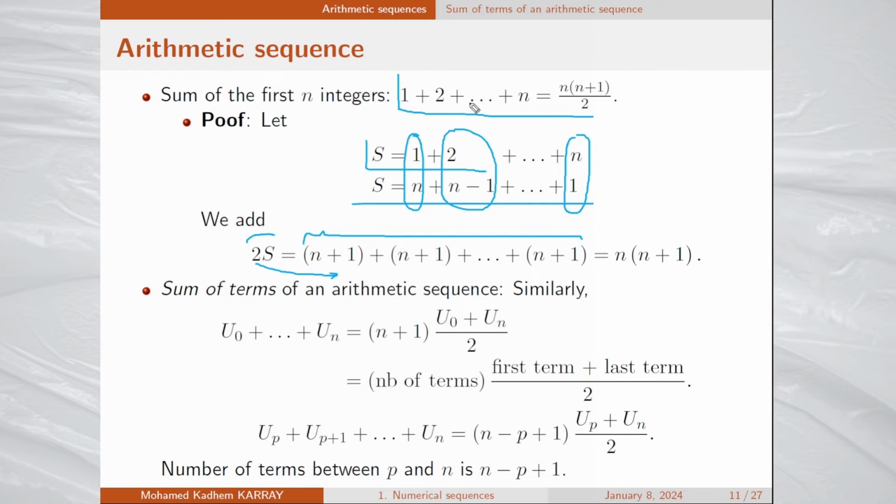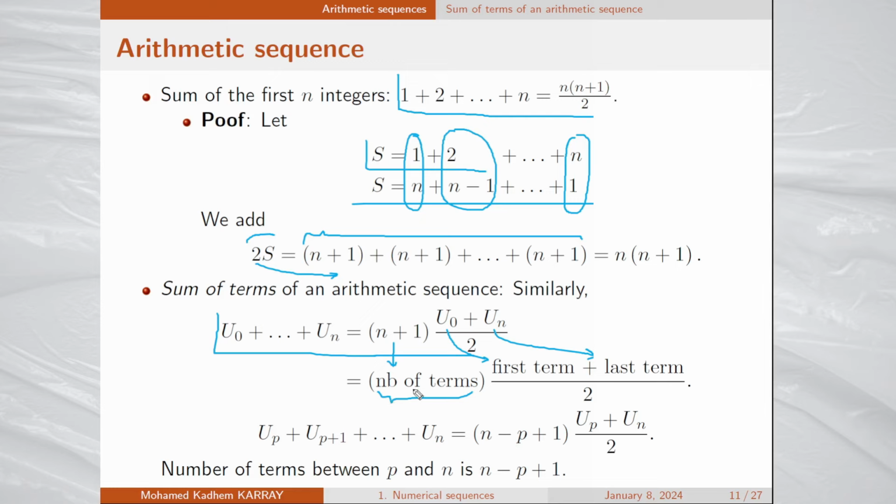This formula permits to prove more general results. Indeed, for any arithmetic sequence, the sum u0 plus u1 plus ... plus un equals n plus 1 multiplied by u0 plus un divided by 2. And we will remind this formula in the following terms. In fact, the sum of the terms of an arithmetic sequence equals the number of terms, which is n plus 1 in this case, multiplied by the first term plus the last term divided by 2.